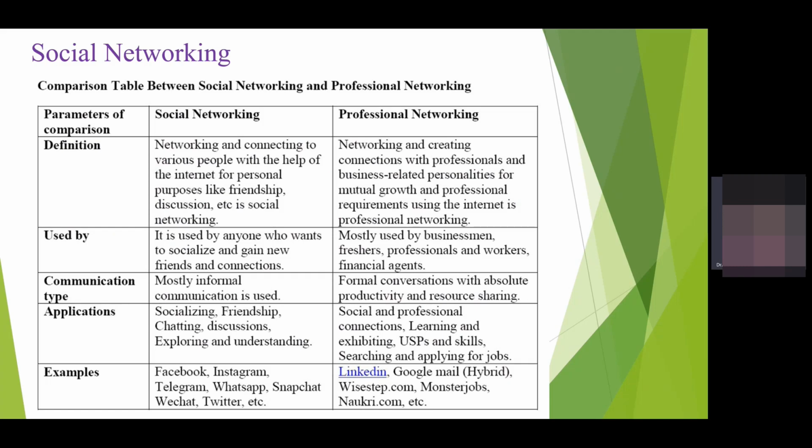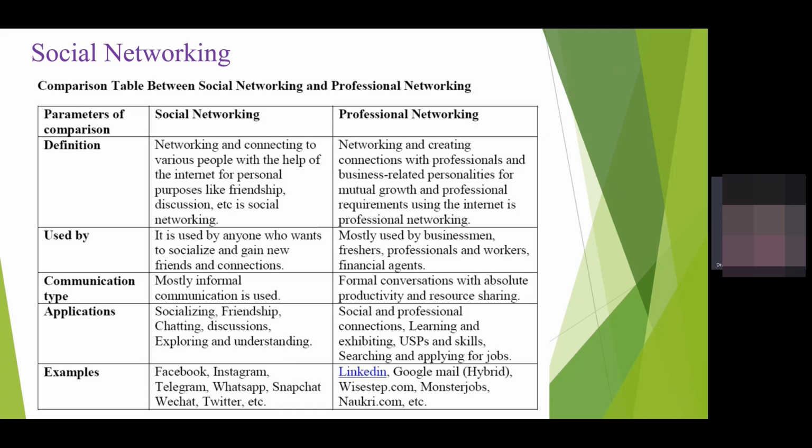The first one is the definition. Social networking is used for the social purpose, that is connecting with family and friends, whereas the professional network is specifically meant for the professional purpose, like connecting with the employer or employee, looking for a job, learning new skills, and so on. Social networking is used by almost everyone who is using the internet for communication purposes, whereas professional networking is mostly used by employees, employers, businessmen, entrepreneurs, and so on. In social networking, the communication is always informal, whereas in professional networking, communication is always formal.